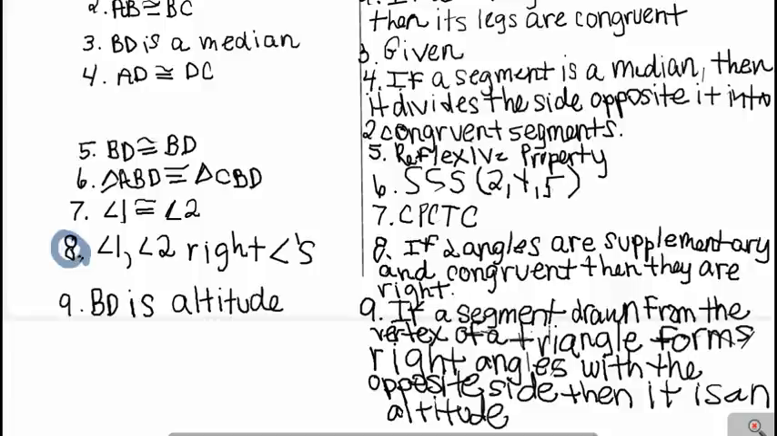So I'd like you to pause the video here and try example 2 on your own, and then press play to check your answers, and we'll just talk about some of the key components that you should make sure you have in your proof. So pause the video here, try example 2, and when you're ready, press play.